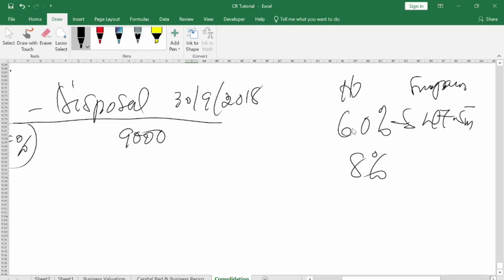So if you know the fair value of the 60% in Sunyani is 47.5 million, what will be the fair value of the 8% out of 47.5? That will represent the cost. You understand? That will represent the cost.